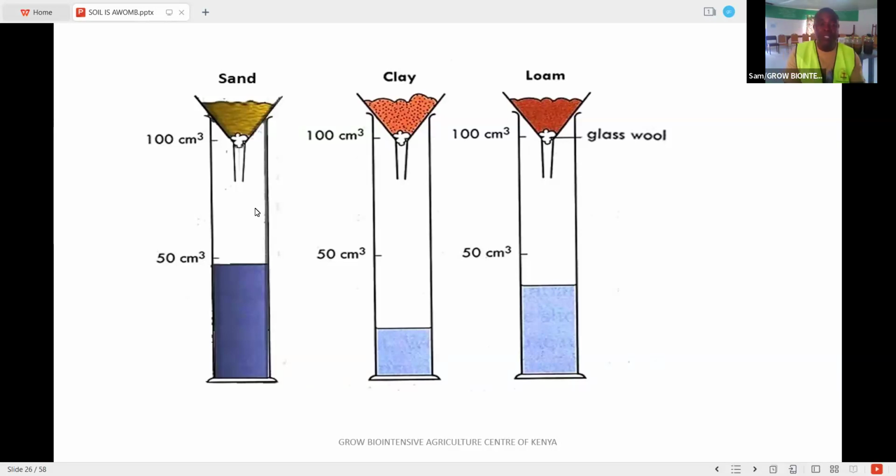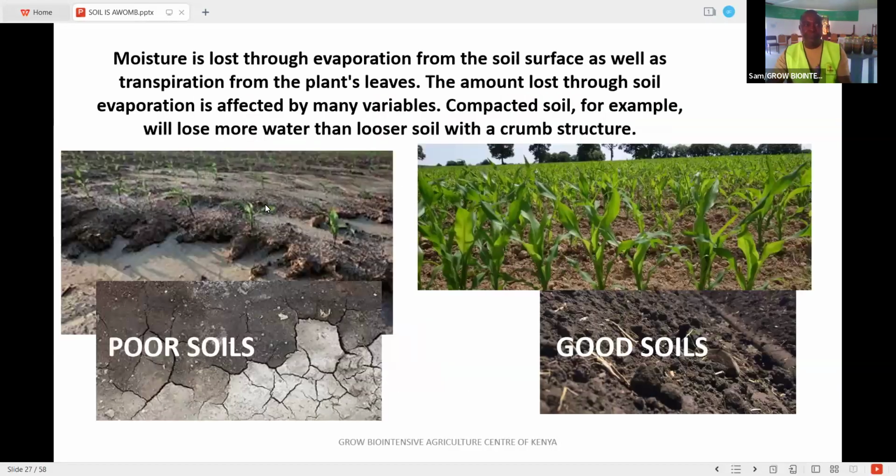But the two, sandy soils and clay soils, can be improved, as I've said, by adding and increasing organic matter. You can take your soils from sandy soils to sandy loamy, which can also be a very good type of soil.